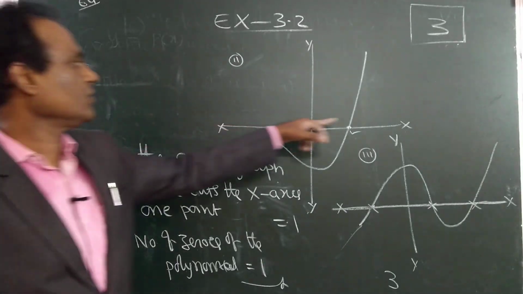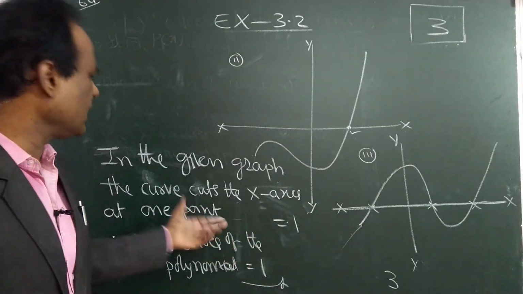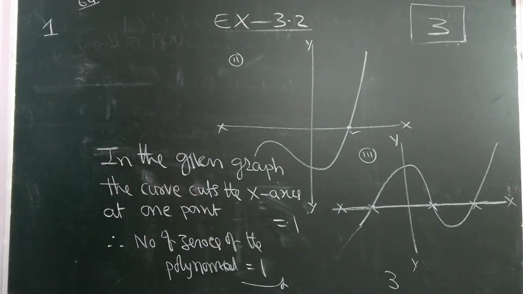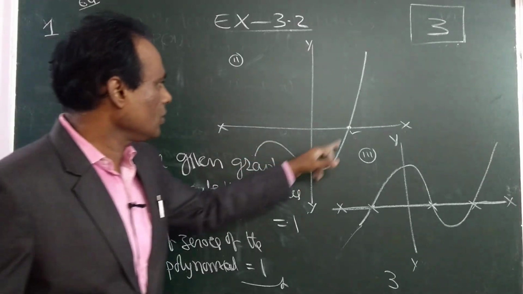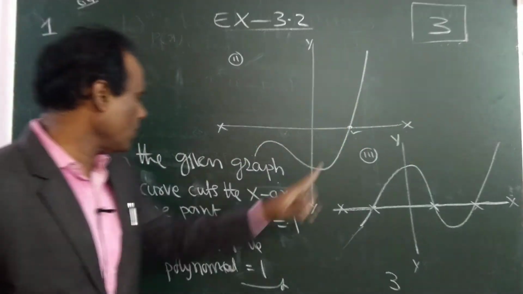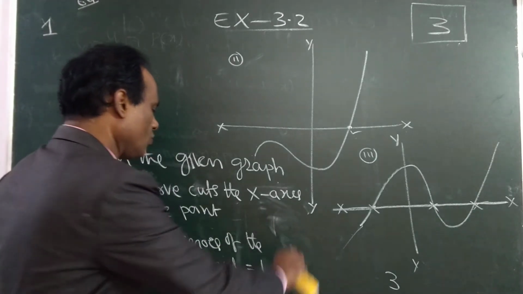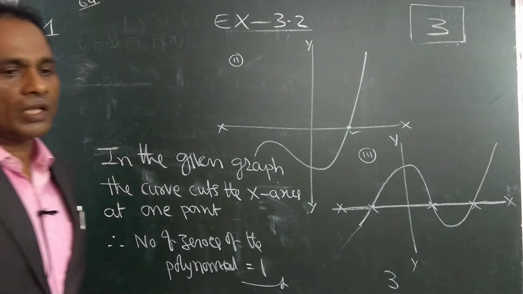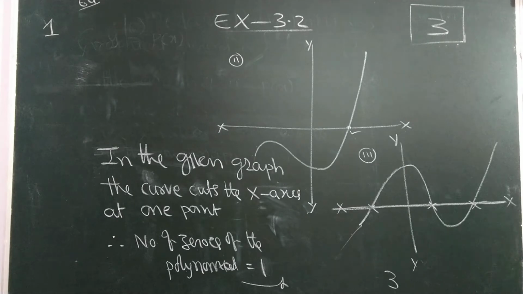Second bit, you draw this, or you can draw afterwards also. See the textbook, you draw afterwards. Just write the explanation, that's all. No need of drawing the graph now. So in the given graph, this curve cuts the x-axis at 1 point. So the number of zeros of the polynomial is equal to 1. One answer. Write down the question number, write that statement and the answer. That's all. You draw the graph afterwards.